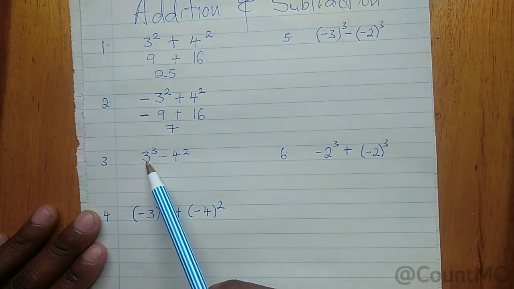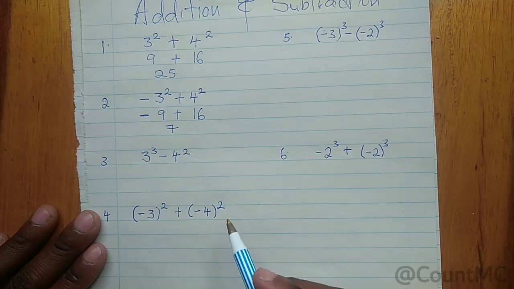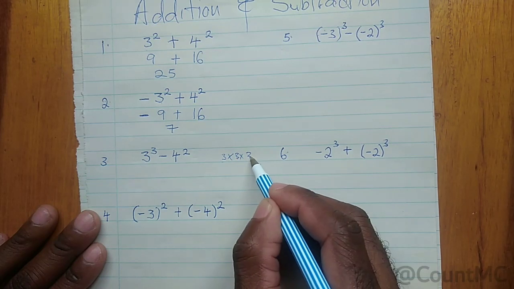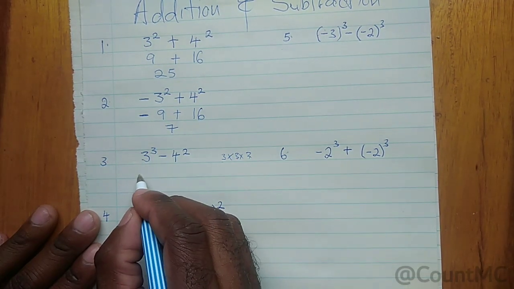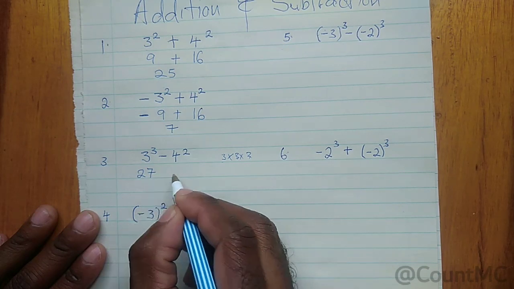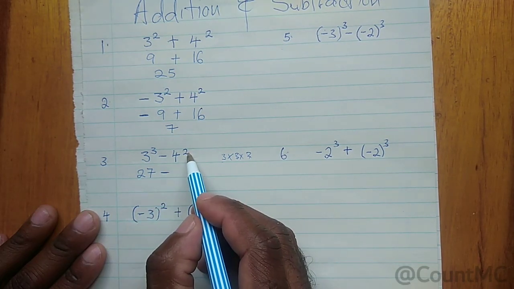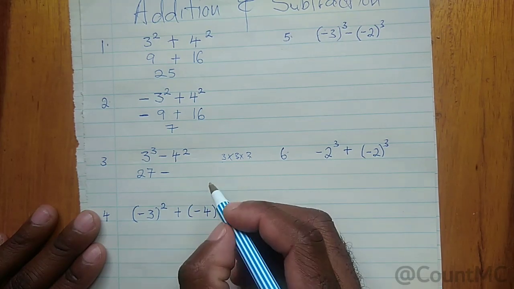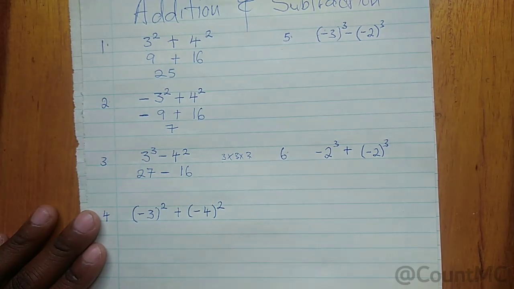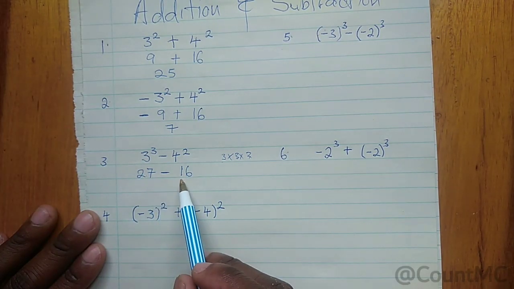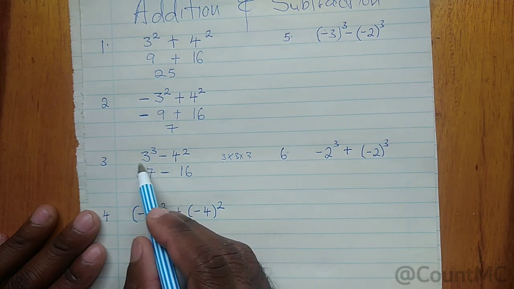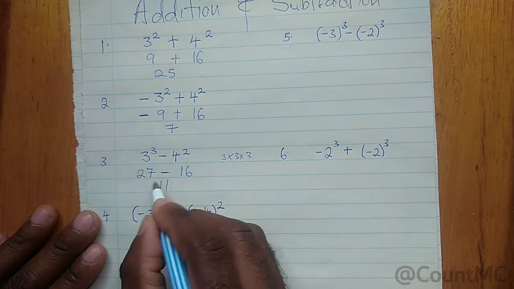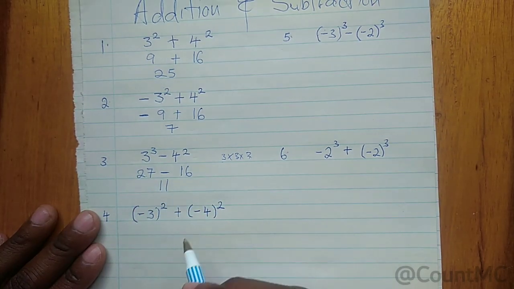This 3 is only affecting the 3. So 3 to the power 3 is 3 times 3 times 3. So 3 times 3 is 9, times 3 is 27. So this becomes 27. Minus, in this case, this 2 is only affecting the 4. We talked about this. So 4 times 4 is 16. So 27 minus 16, when the signs are different, just subtract. 27 minus 16, that's 11. Take the sign of the big number, which is positive.